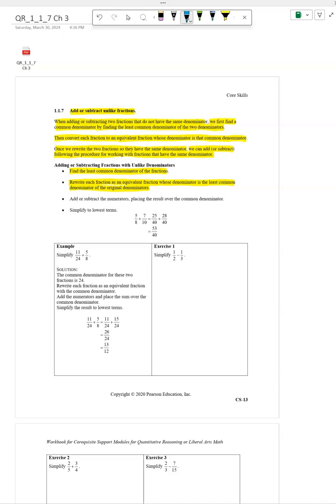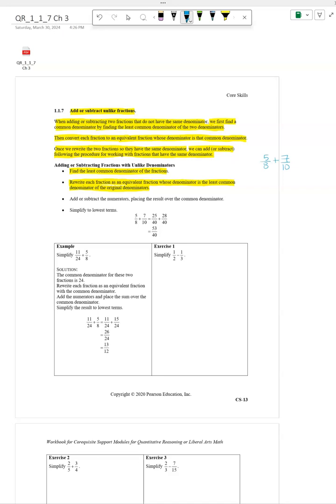We have to rewrite it so that it has the least common denominator. So let's look at the one that we have here. We have 5/8 plus 7/10, right? Well, we know that when we look at 8 and 10, our least common denominator is 40. And we want to make both of these have a common denominator of 40.